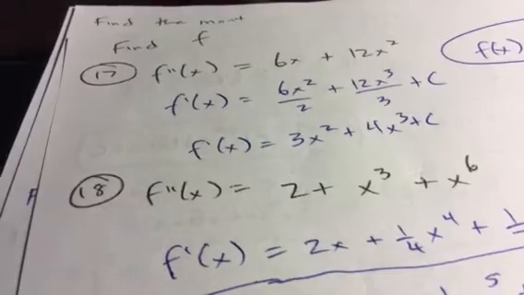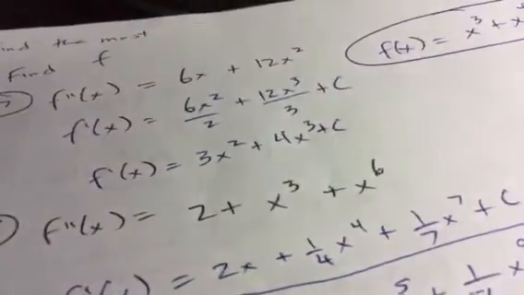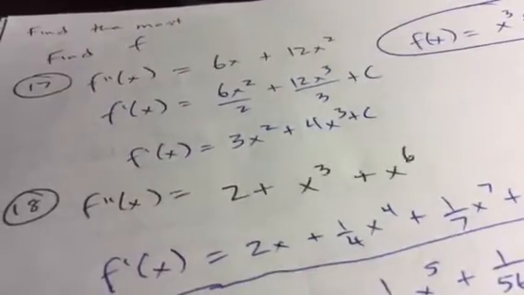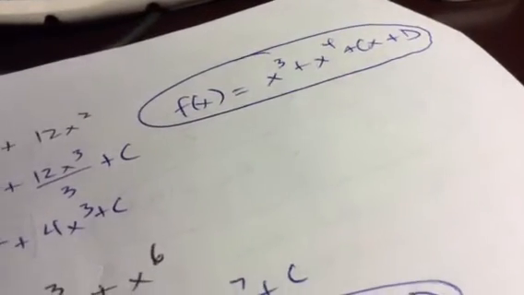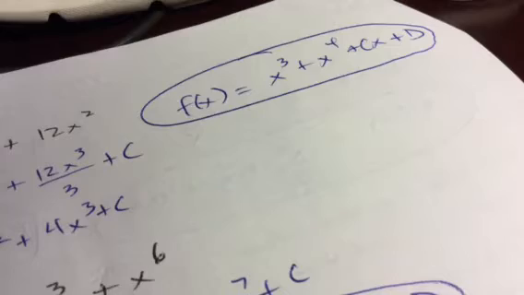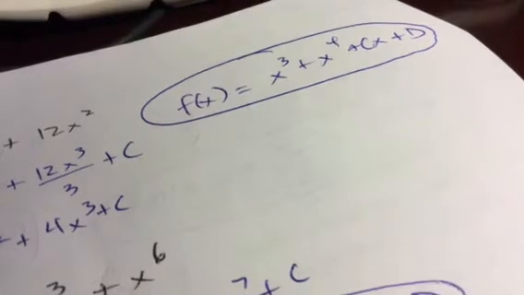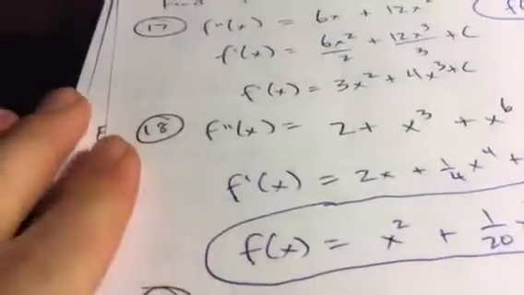Those are also day 1 questions. We'll keep going here. Find f. So if I give you f prime of x, we've got to take the antiderivative twice. Take the first antiderivative, and you have c. And then take the antiderivative again. When you take the antiderivative of a constant, it's just going to be plus cx, and then plus a new constant of integration. We'll call it d.